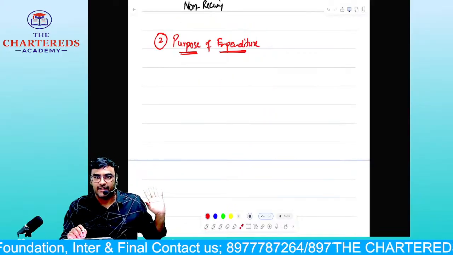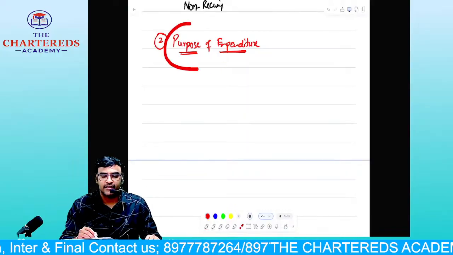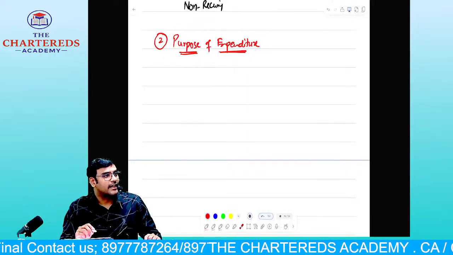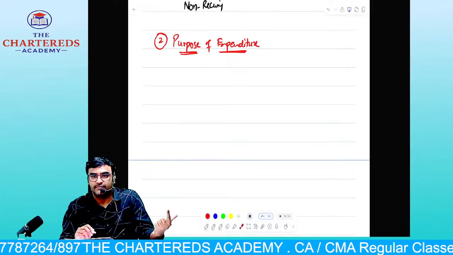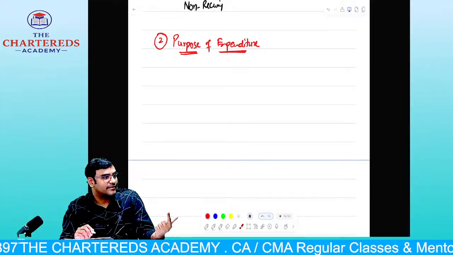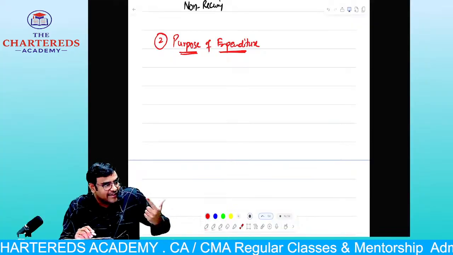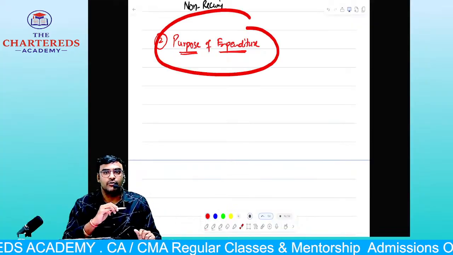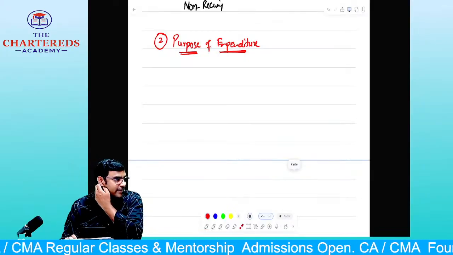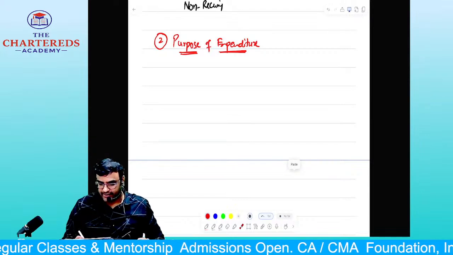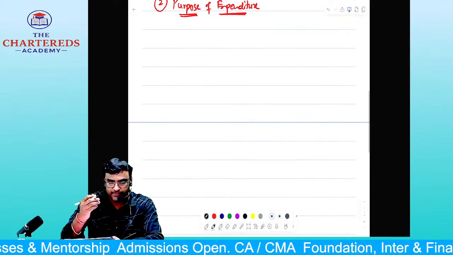I think all of it is clear. మళ్ళీ చెప్తున్నా, what is the consideration number 2? Purpose. అంటే మనం ఎందుకు ఆ ఎక్స్పెన్స్ ని ఇన్కర్ చేస్తున్నాం? That is the consideration number 2. That's purpose of expense. All of you will be very clear. The purpose of expense ఏంటి అంటే, ఒక ఎగ్జాంపుల్ తీసుకుందాం.